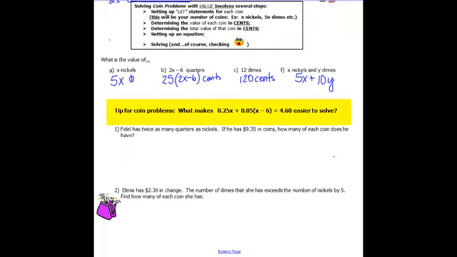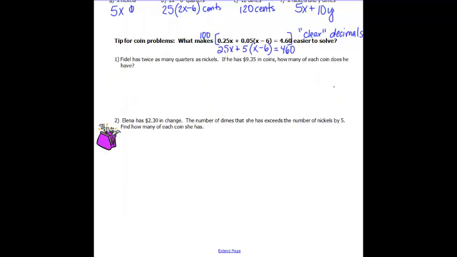What would make that equation easier to solve? Well, what would make it easier to solve is if I had no decimals. If I want to clear the decimals, I want to be thinking about what would clear out those decimals. I have 2 decimal places that I need to worry about. I can multiply the entire equation by 100. It's fair because I'm multiplying the whole thing by 100, and then I would get 25x plus 5 times the quantity x minus 6, and that equals 460. And believe it or not, that's an easier problem to solve. So that's why I encourage you to set up these equations in cents.